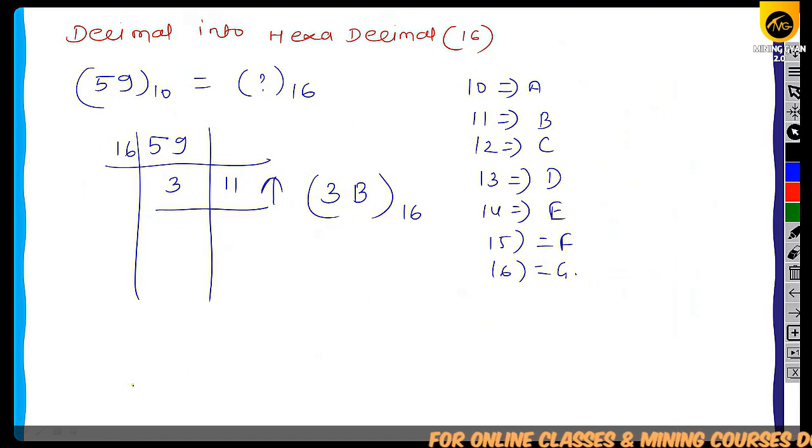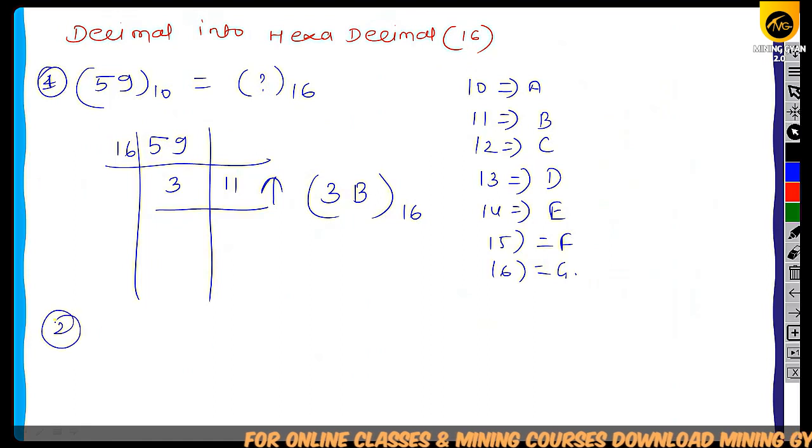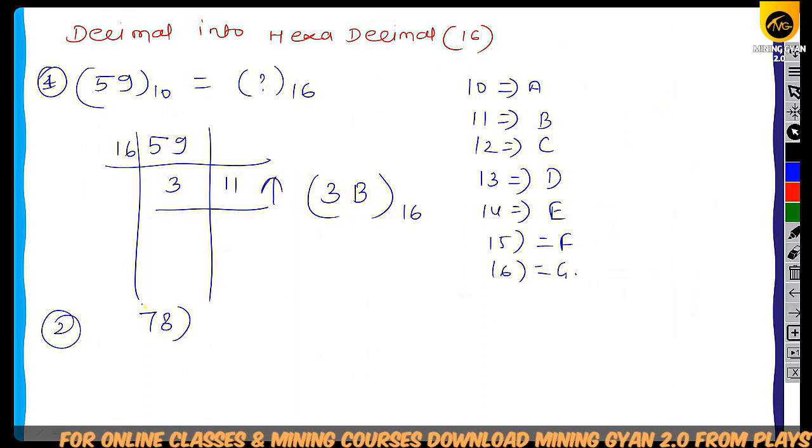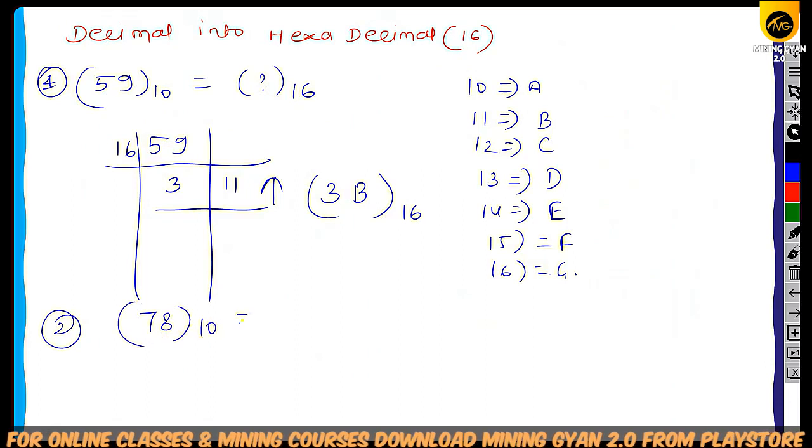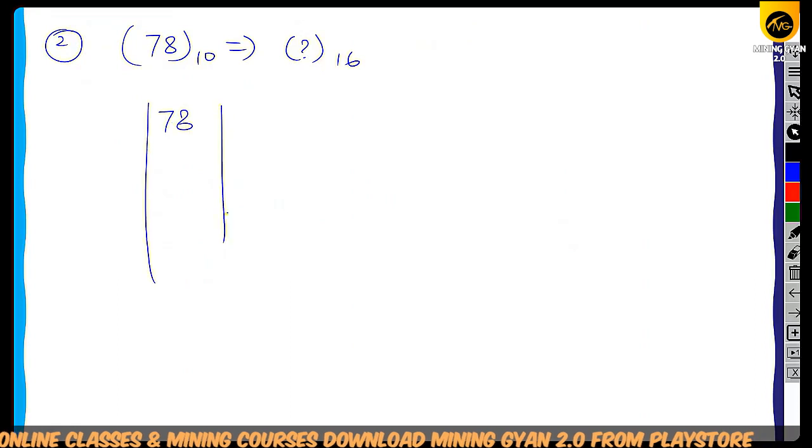Is it clear? Let's try another example. This is the first example. The second example is 78. Suppose 78 is in decimal form. Now we have to convert it into hexadecimal. Let's do it on the next page. So the second example is 78 in decimal. We have to convert it into hexadecimal form. So 78 divided by 16.